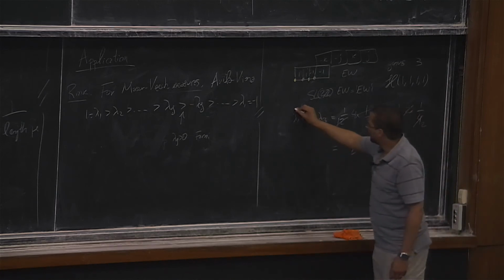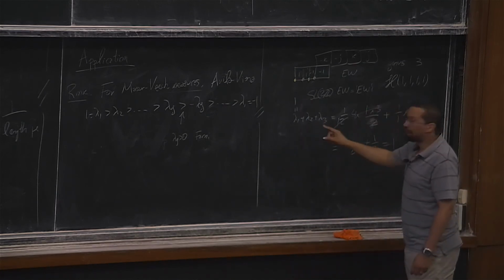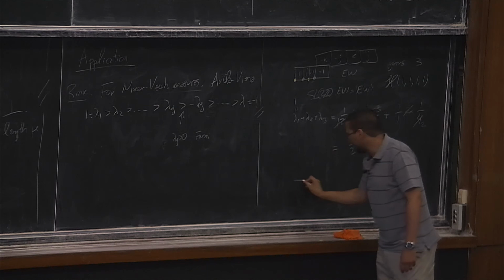But lambda 1 is 1. And these numbers are non-negative. So what does this mean? This means that lambda 2 and lambda 3 are 0.